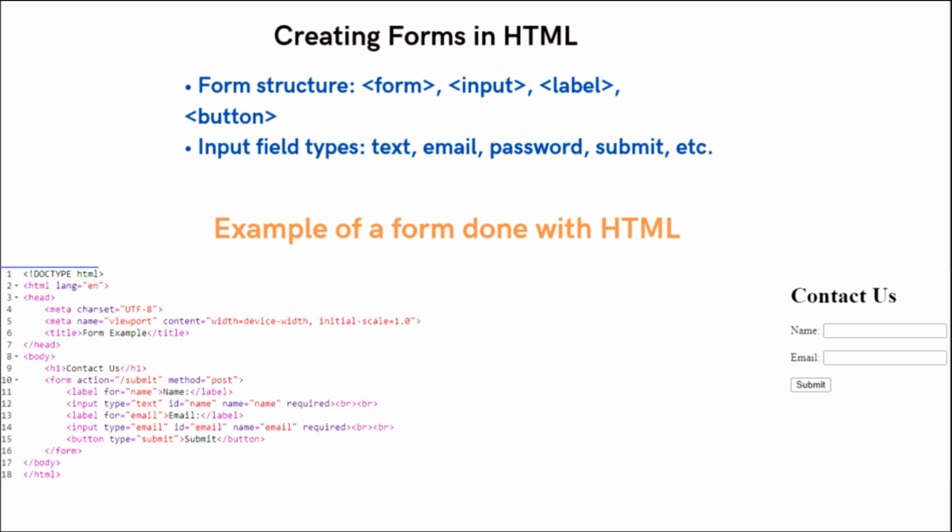The label tag is used to provide a label for each input field, making the form more accessible. The button tag is used to create a submit button, which sends the form data to the server for processing.